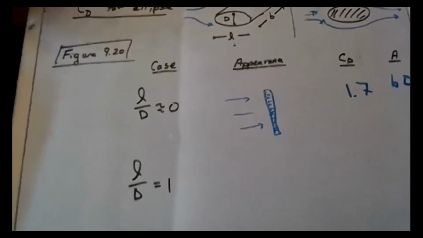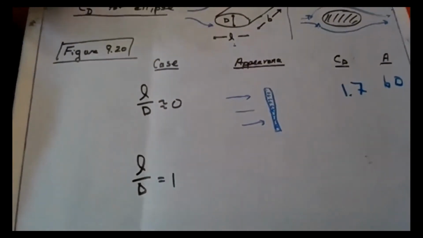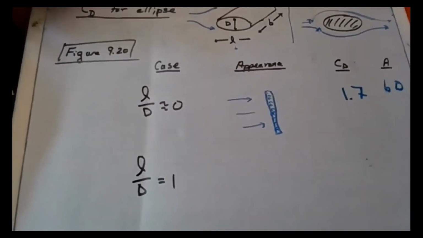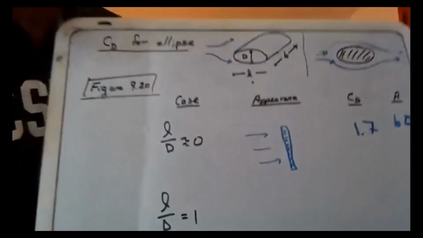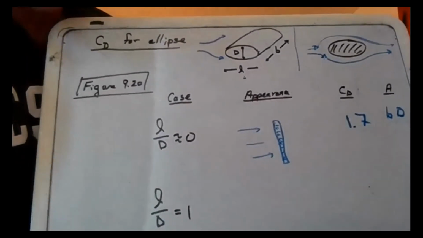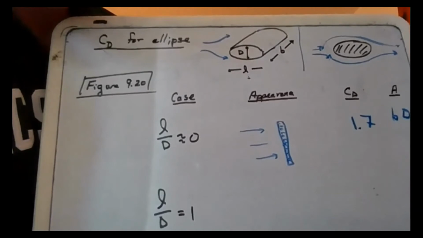Okay, let's see if L over D equals 1. First of all, what is the appearance going to look like? Let's not go to the figure yet. Let's get the appearance first. Go ahead and pause for a second and think about what it is going to actually look like if L over D is equal to 1.